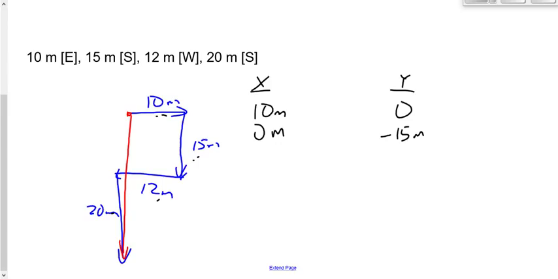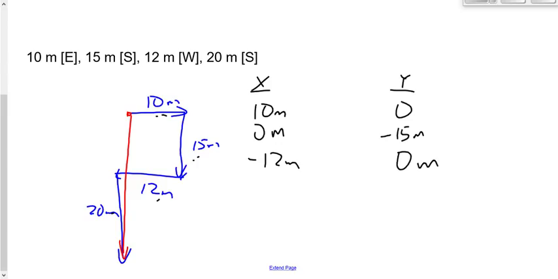Look at the next one, 12 meters. How much of that one, Mackenzie, is on the x-axis? Almost. Negative 12. How much of that 12 meters, Dylan, is on the y-axis? 0. It's all x, right?